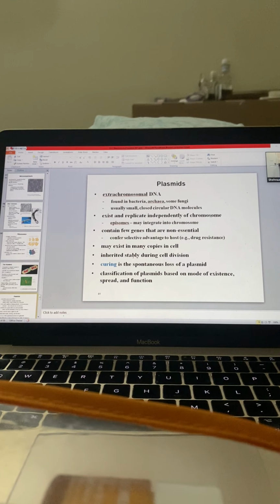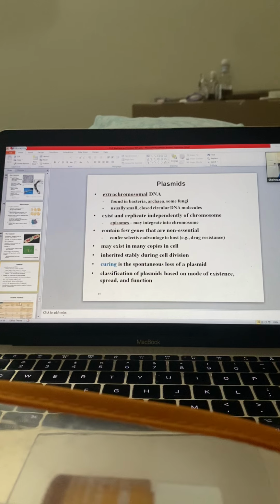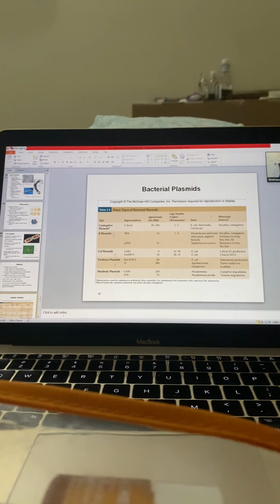And we have a lot of plasmids that we have studied, and we have tried to classify these plasmids, and their classification is usually based on their mode of existence or how they are spread and what functions they carry. So I will give you a list of some plasmids that have been studied very well. And I'm one of those who studied some plasmids before. So this is, of course, of very much interest to me.